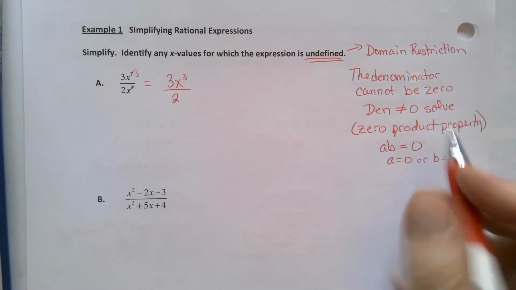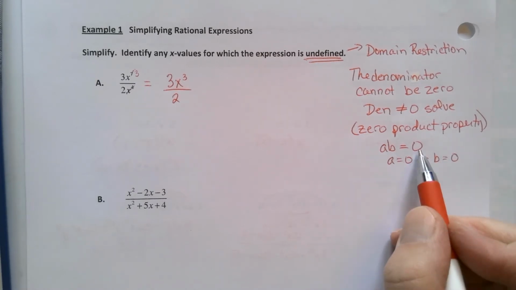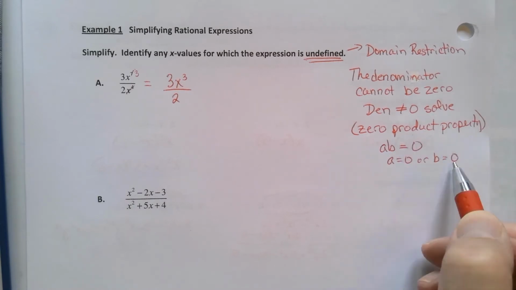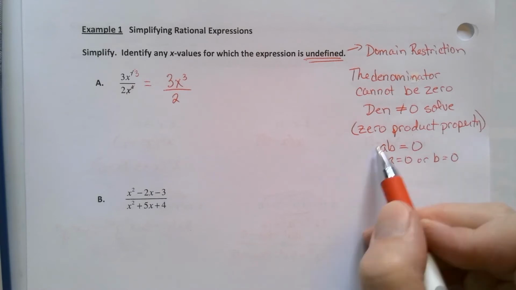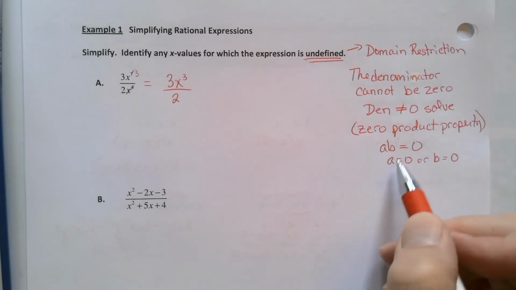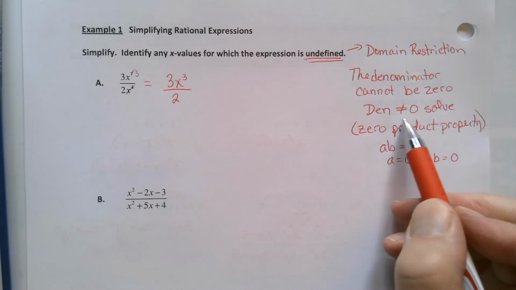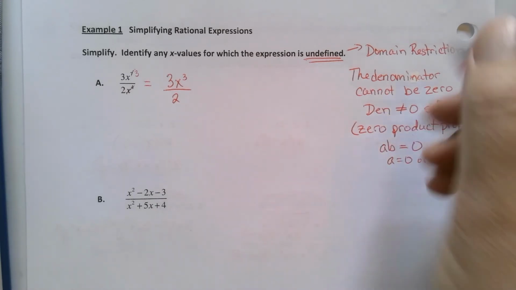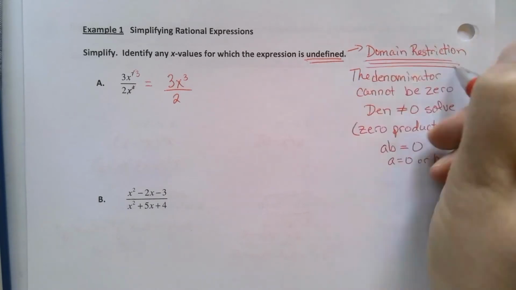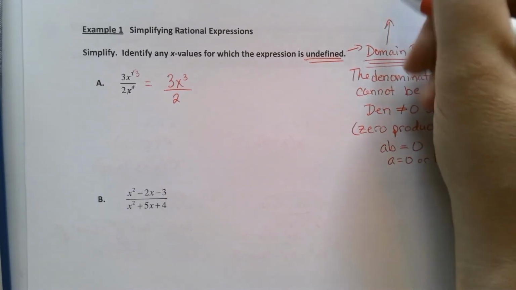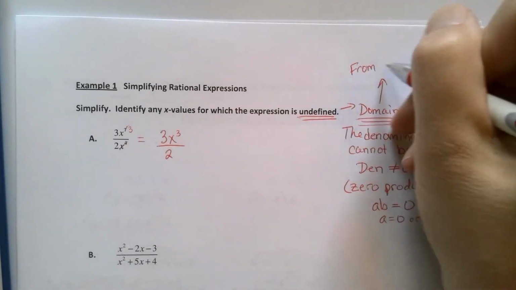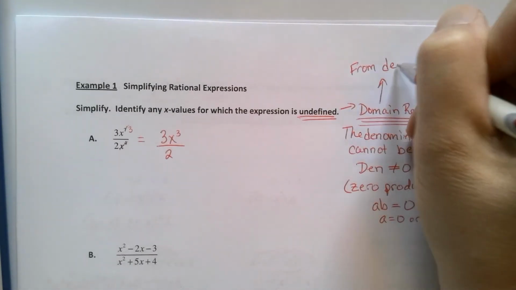So if we have a product equal to 0, zero product property, then one of those pieces, one of those factors had to be 0. Now this told us what made it 0. We want to talk about what it can't be because it makes it 0. So domain restriction, I'm going to come back up here and highlight that. Domain restriction comes from the denominator. It comes from the denominator before you cancel.